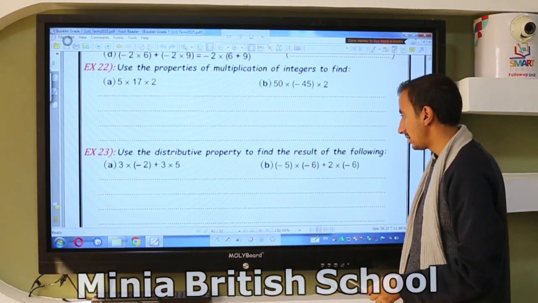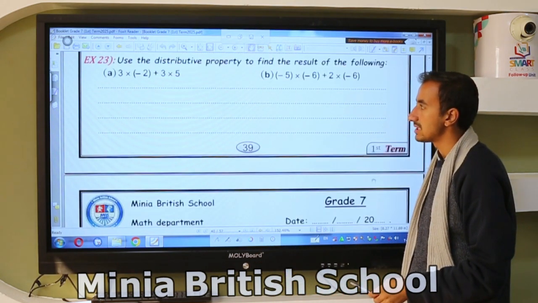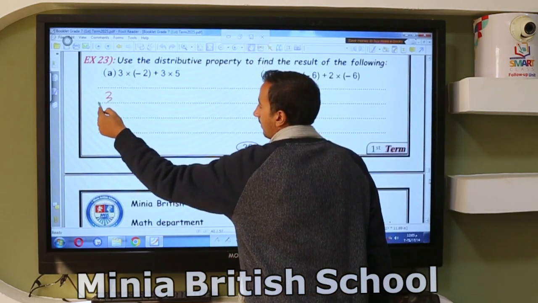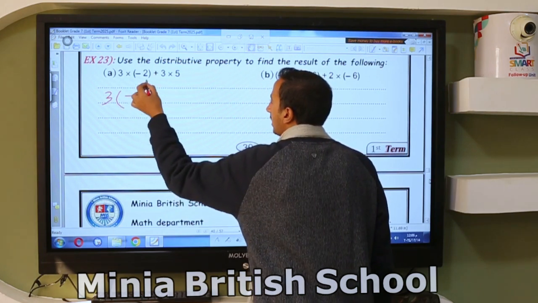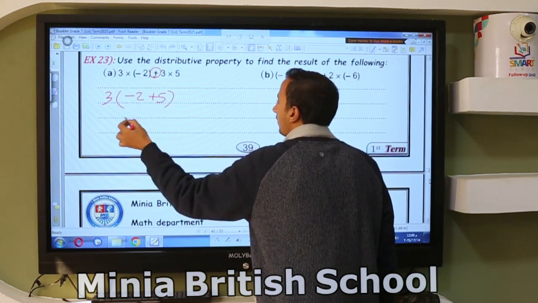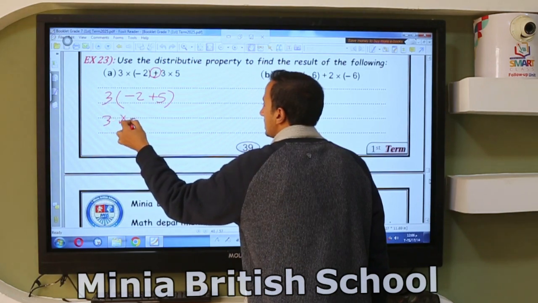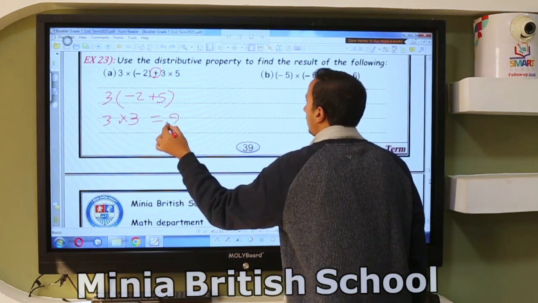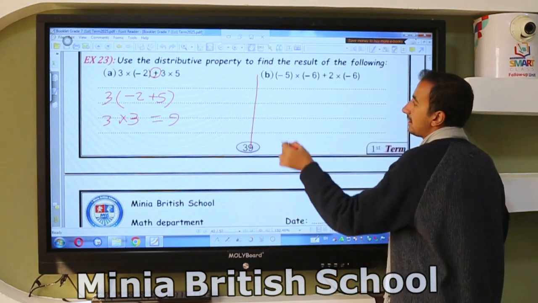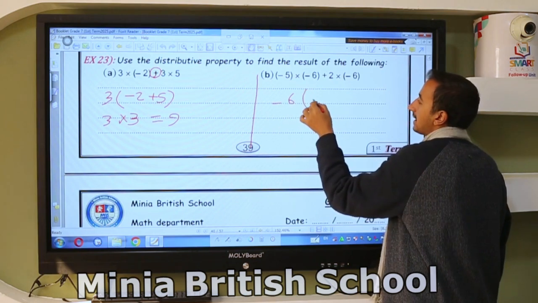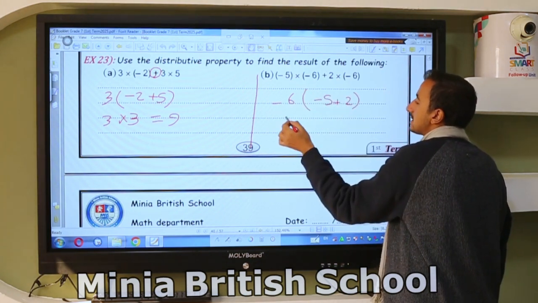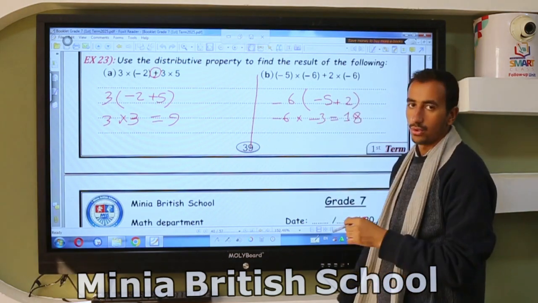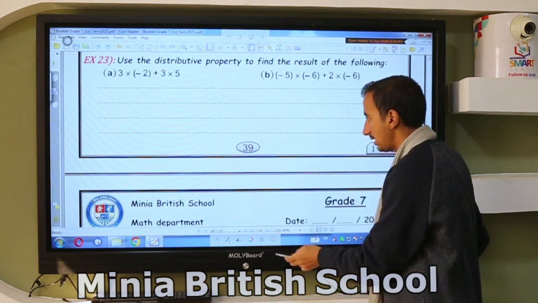Using the distributive property, exercise 23. Here the common number is 3, open the bracket, negative 2 plus 5. Negative 2 plus 5 will be 3. 3 times 3 will be 9. Here, this is the distributive property: the common number negative 6, open the bracket, negative 5 plus 2. Negative 6 times negative 3 will be 18. Okay, that's using the distributive property.